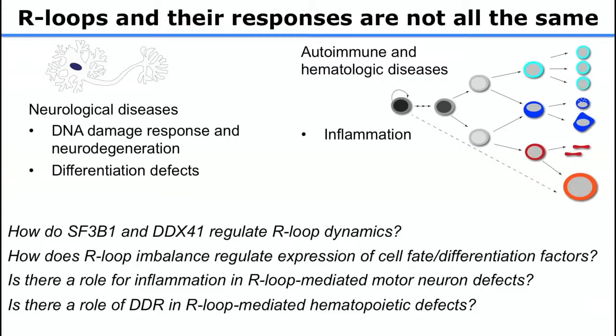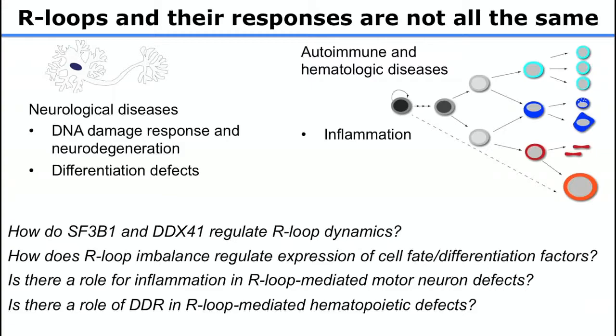So one, do Sf3b1 and Ddx41 regulate R-loops in the same way? Do they regulate the same R-loops? I like to think yes, but I have no evidence for that. It's just a hope. They could be different subsets of R-loops that are in different genes.